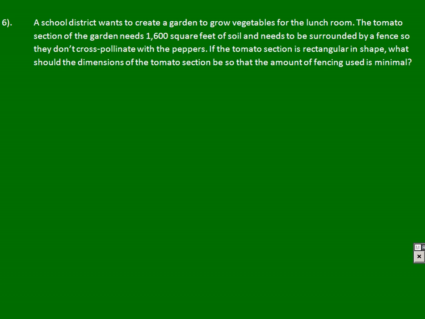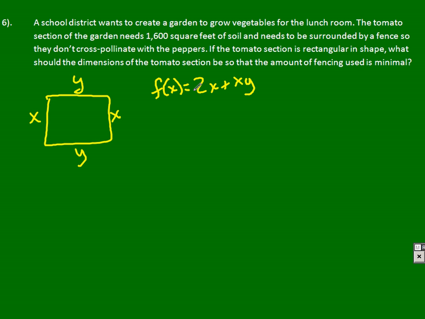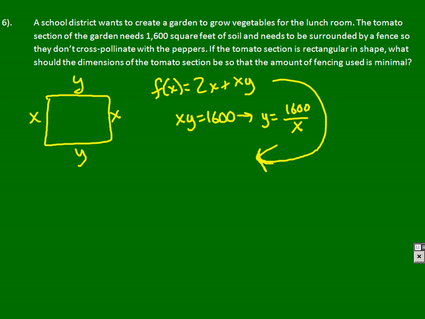Alright, finally, number 6. We have the garden being set up here, so same thing, but it helps to draw your little picture. It's rectangular. I'll have x and y here. And for a perimeter, we're going to have 2x plus 2y. That's what they want to maximize. That's my f of x here. My secondary equation is that the garden needed to be square footage of 1,600. So x times y equals 1600, which means that by isolating y, it would be 1600 over x.